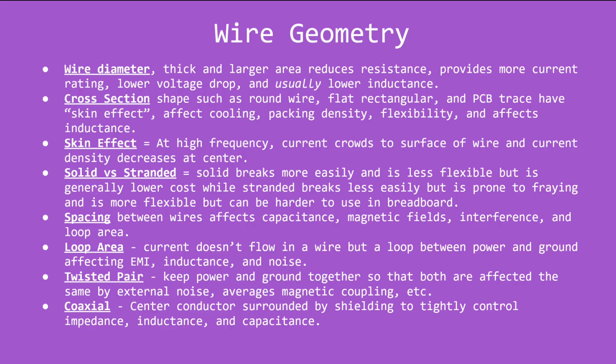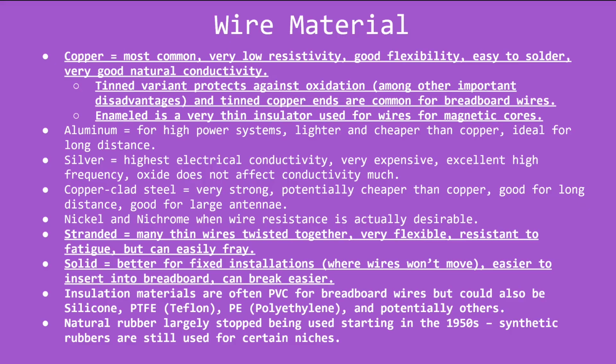Twisted pair is a way to keep the power and ground together so that they're both affected about the same by external noise, and their magnetic coupling is averaged out between the two. Another solution is coaxial, which is a center conductor surrounded by shielding to tightly control impedance, inductance, and capacitance. Next, let's talk about wire material.